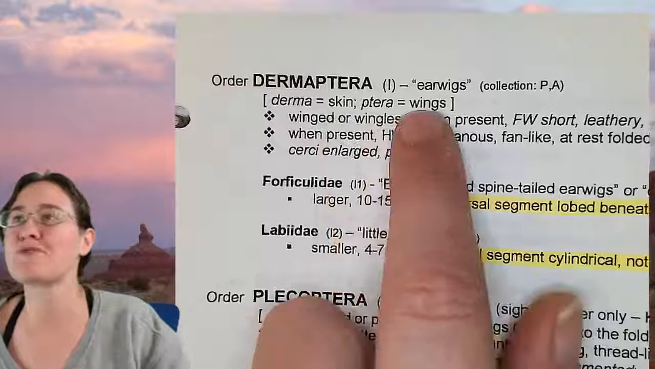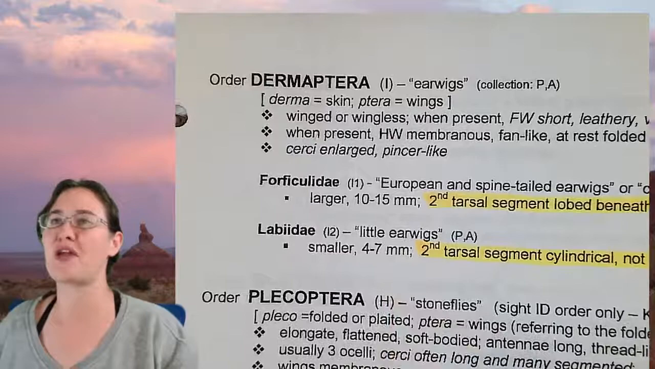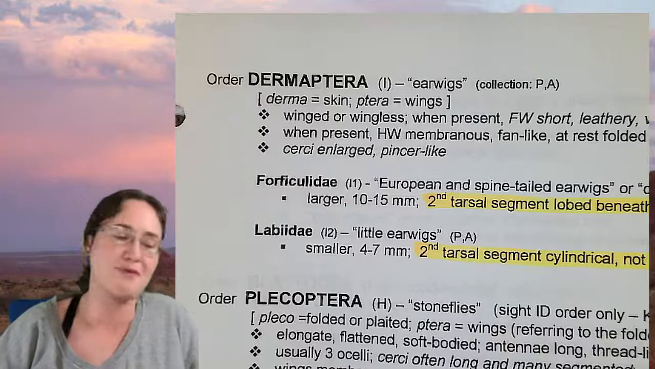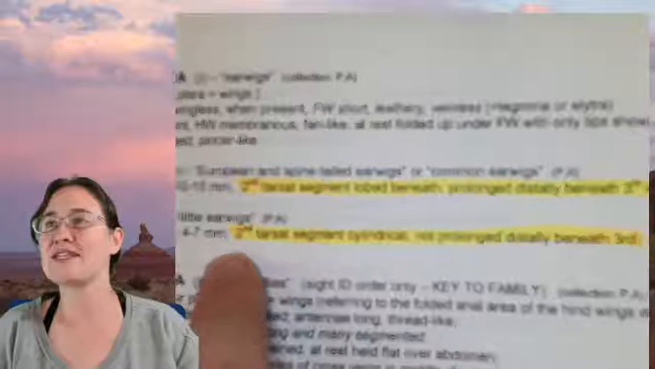Dermapterans, they are our earwigs here. And the two big families that we find in Michigan are Forficulidae and Labiidae. So I had to know both of those two families. And the difference is in the second tarsal segment.